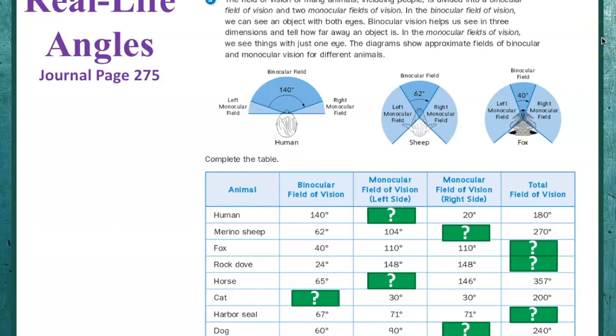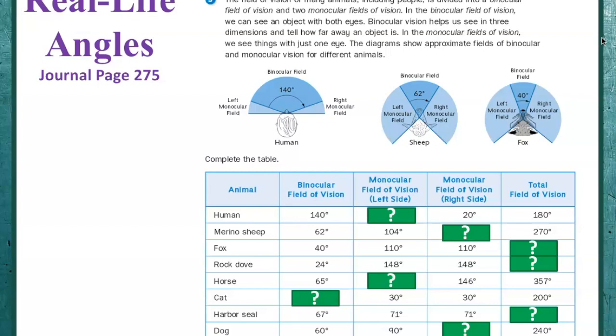Okay, number 3, the field of vision of many animals, including people, is divided into a binocular field of vision and 2 monocular fields of vision. And the reason I said mono is because mono means one, and bi means 2. So in the binocular field of vision, we can see an object with both eyes. Binocular vision helps us see in 3 dimensions and tell how far away an object is. In the monocular fields of vision, we see things with just one eye.